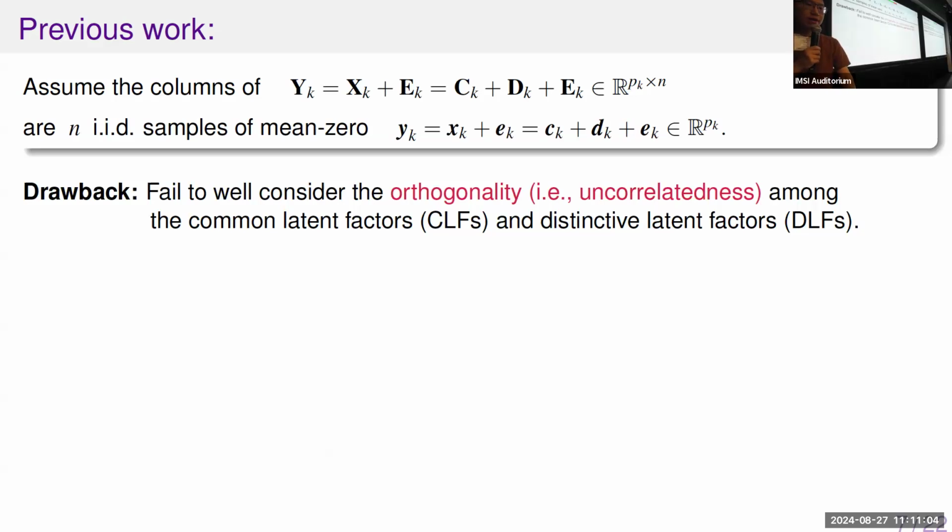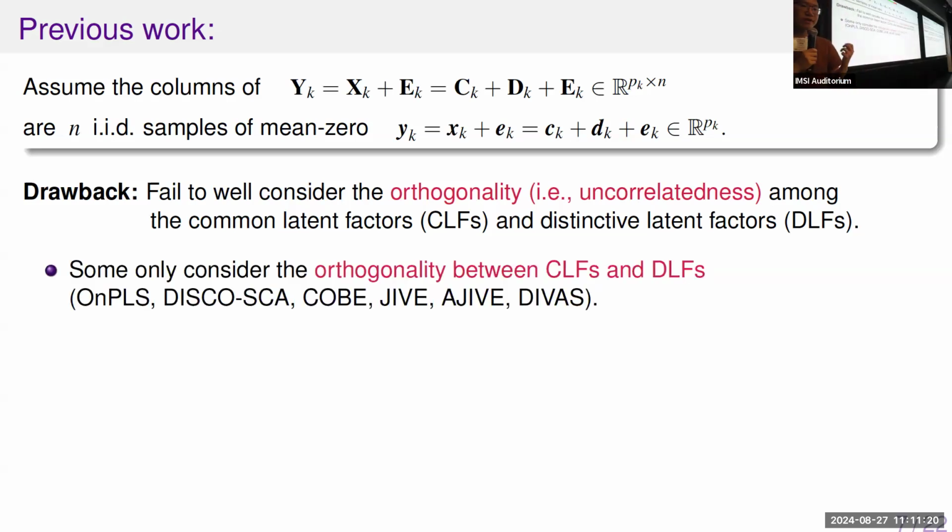So these methods have a common drawback. They fail to well consider the orthogonality among the common latent factors and distinctive latent factors. Here the orthogonality means the uncorrelatedness. Some only consider the orthogonality between common latent factors and the distinctive latent factors.